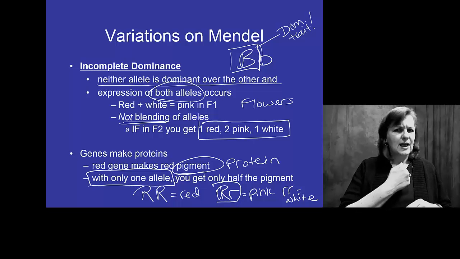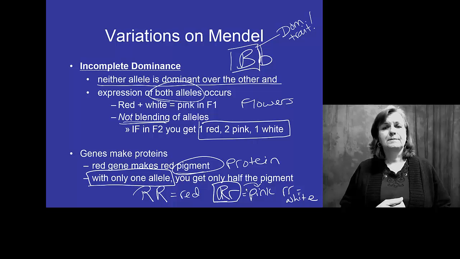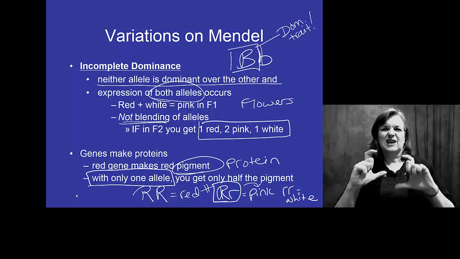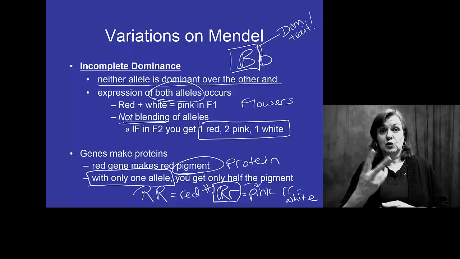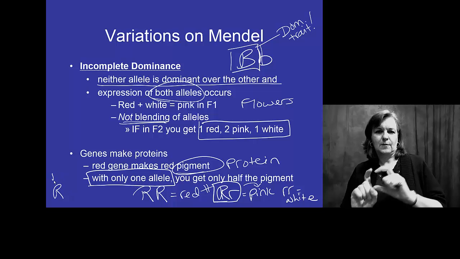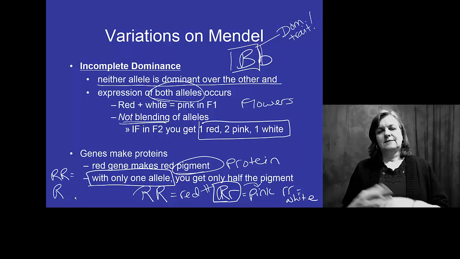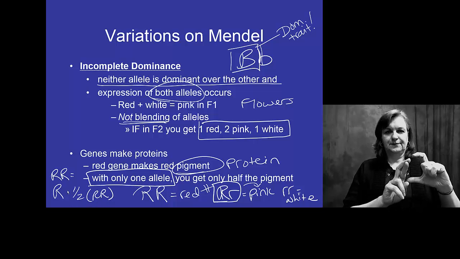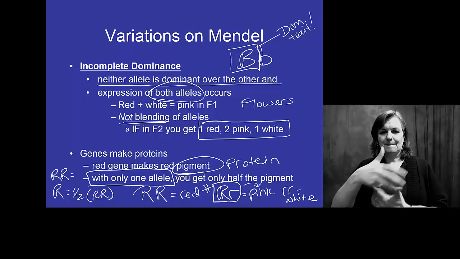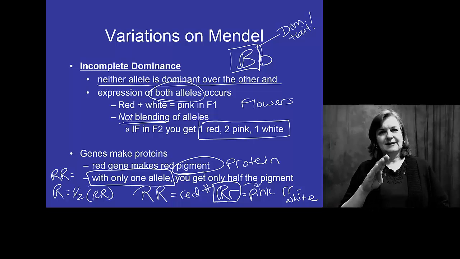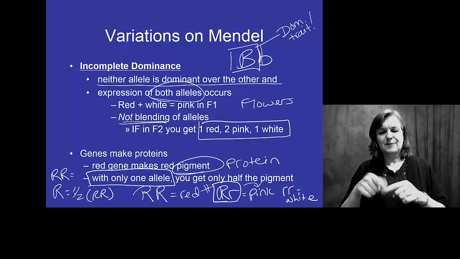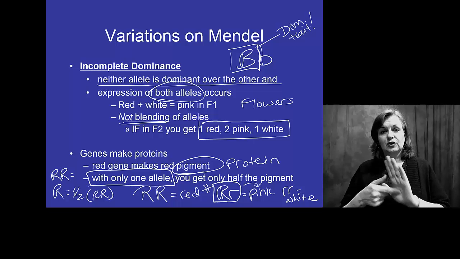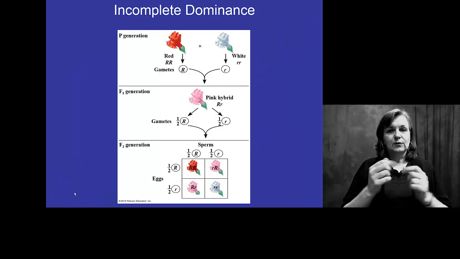Why is big R, little r giving us pink and not red as we would predict? Think about this as concentration. With one big R versus two big R's, you're getting half the protein that you get with big R, big R. So pink is not so much a blending of red and white, and it is not a blending of red and white in genetics. It is half as much protein. So they show you here.